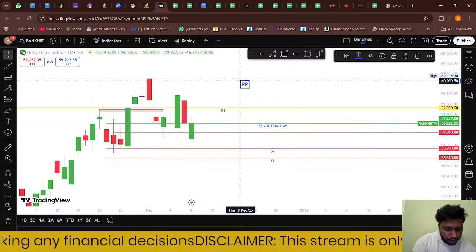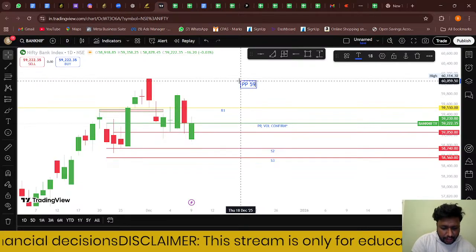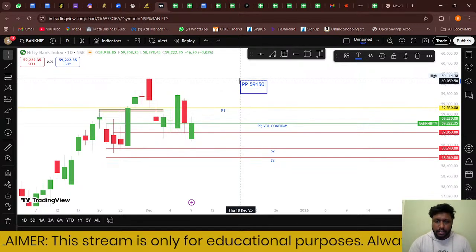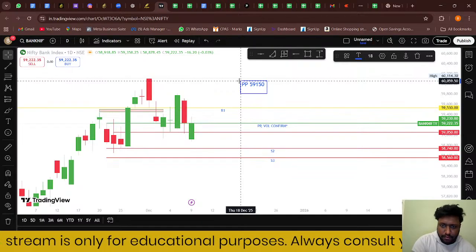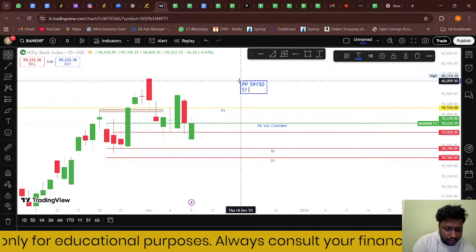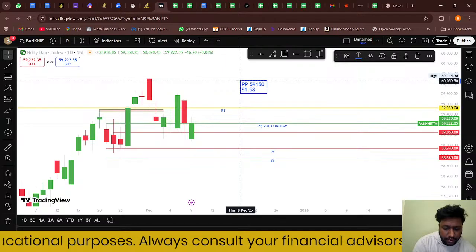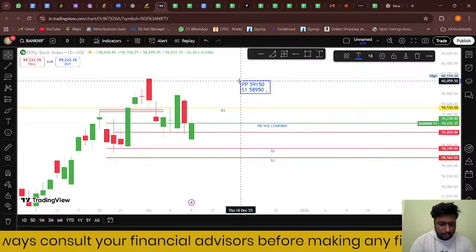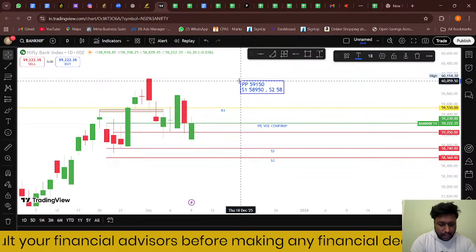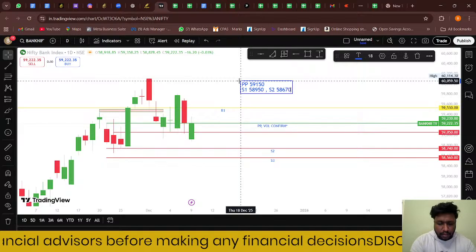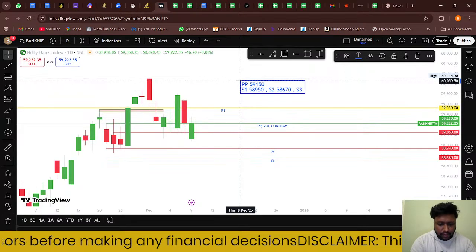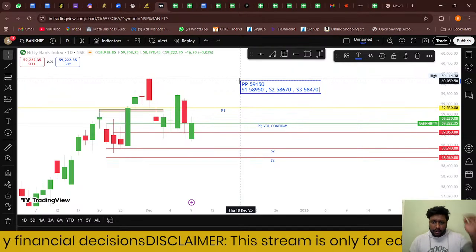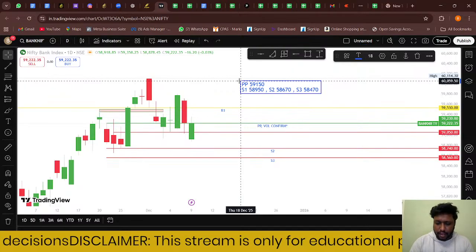The pivot point for Bank Nifty lies at 59,150. Support 1 is at 58,950. This is where support 1 comes, support 2 comes at 58,670, and support 3 comes at 58,470. So a 200 points gap.